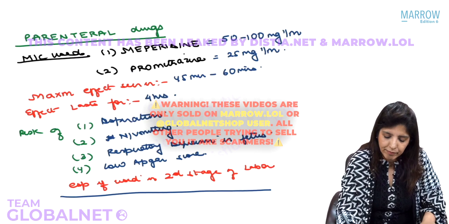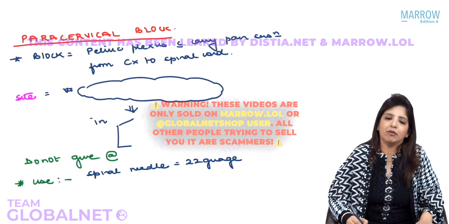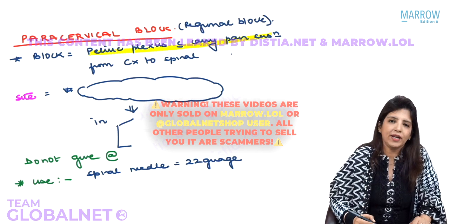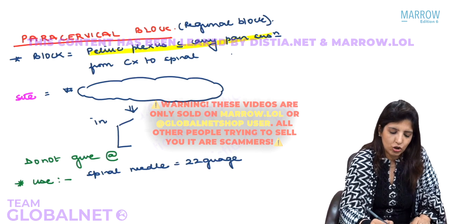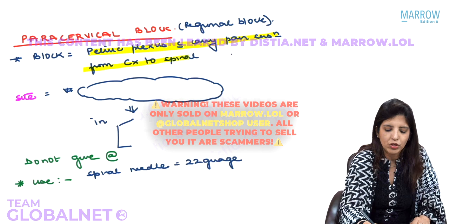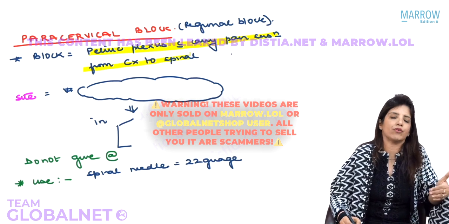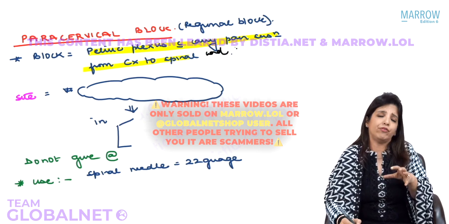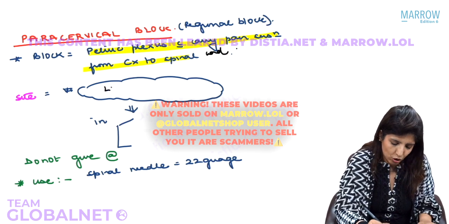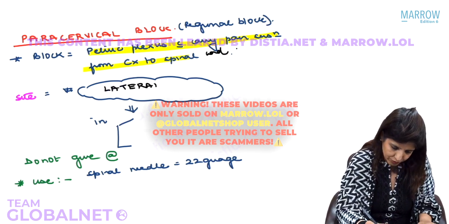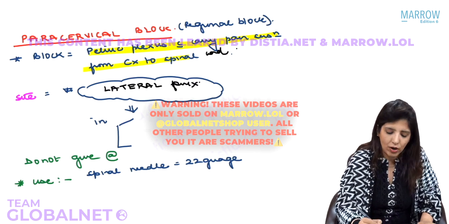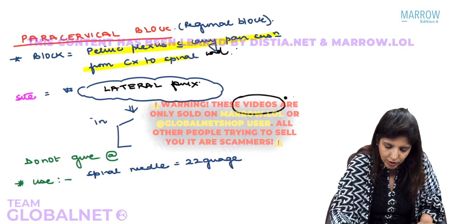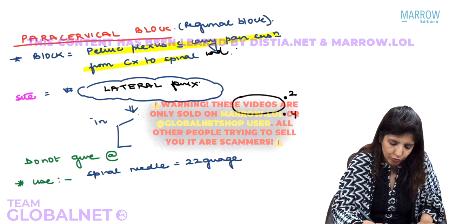Then, number two, you can go for a paracervical block, which, as I told you, is a regional block. So what are you doing in a paracervical block? You are blocking the pelvic plexus, which was carrying pain sensations from the cervix to the spinal cord, right? Now, where do you give this block? You are going to give this block in the lateral fornix of the vagina. Suppose this is the lateral fornix of the vagina. You have to give this block either at the 2 o'clock or 4 o'clock position.